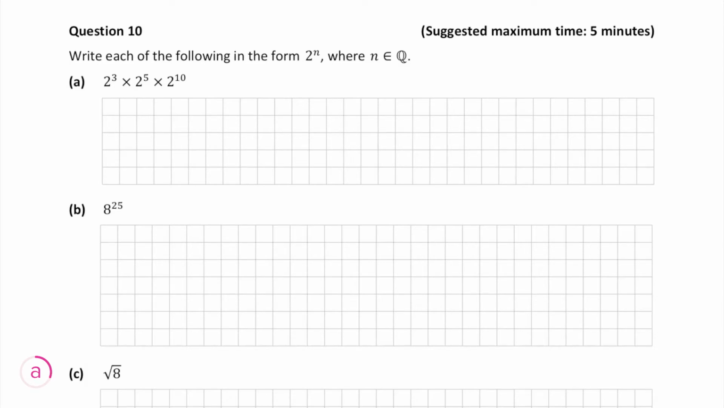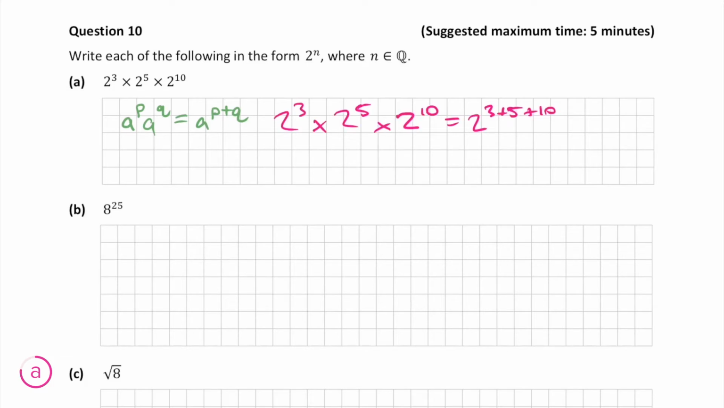To do this question, we need to look at page 21 of our log tables, which gives us the rules for indices and logs. The rule we're going to use for part A is the first rule given in the log tables, which says that a to the power of p times a to the power of q equals a to the power of p plus q. In other words, if we have two of the same numbers to different powers multiplied by each other, we can simply add the powers together.